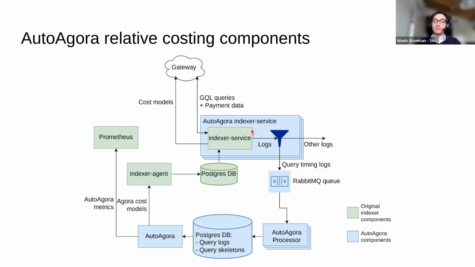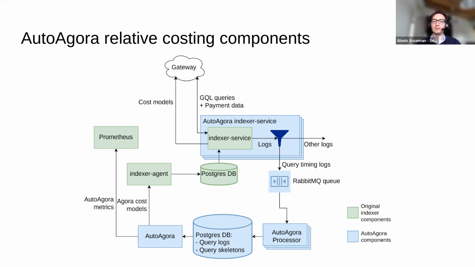The indexer service is wrapped in a container called AutoAgora indexer service, and its job is to automatically filter out the query timing logs, the very ones that we were mentioning earlier, such that those are sent to a queue, and then those log lines are processed through the AutoAgora processor. What the AutoAgora processor is doing is extracting all the data from those log lines, such as the query itself, the execution time, etc. That data is then saved into a new Postgres database that saves the query logs and the query skeletons.